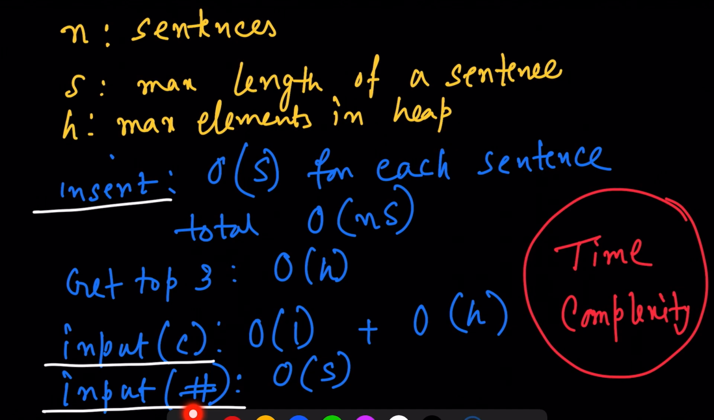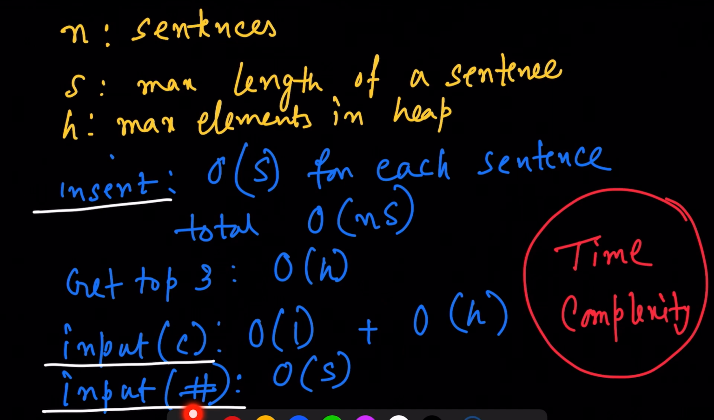What will be the complexity for insert? Order of S for each sentence, because we have at max S length of characters, and for total it will be order of NS. What will be the complexity for getting top 3 such sentences? That will be order of H, because we are doing a heapify that runs in order of n time. The heap size is H, so it will be order of H. Then we are getting the top 3 elements, but that is just an order of 1 operation.